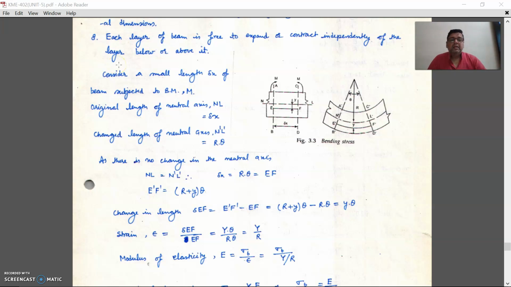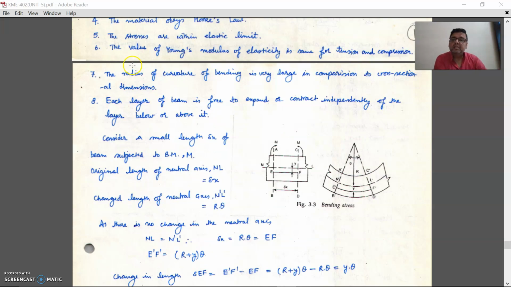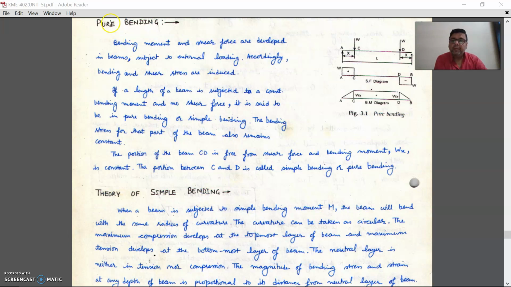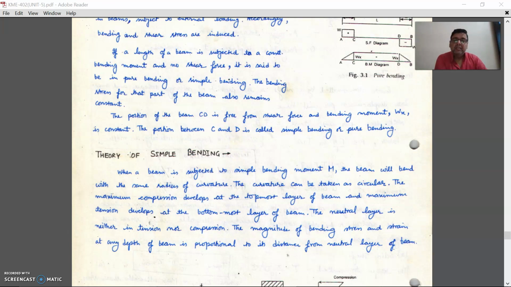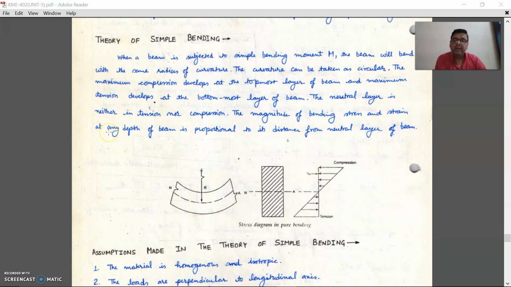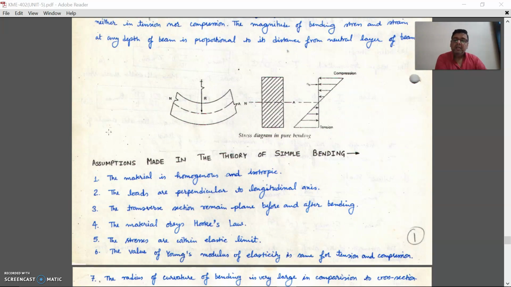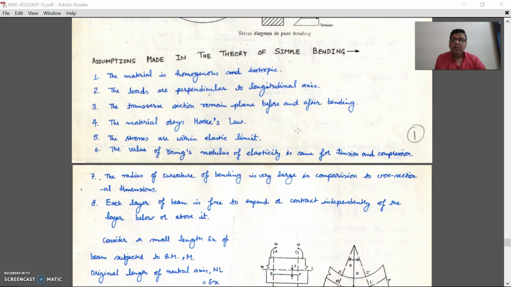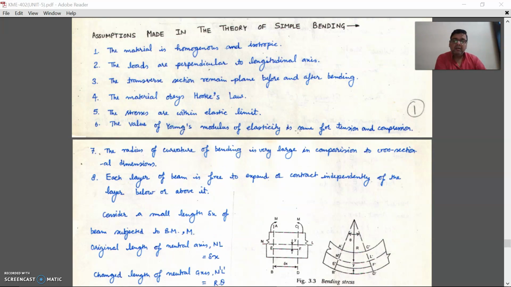See, in the last lecture what I discussed with you was what we mean by pure bending. Then we discussed the theory of simple bending, right? Then we discussed the different assumptions that are made in the analysis of the theory of simple bending, right? So next is the derivation of this bending moment equation.